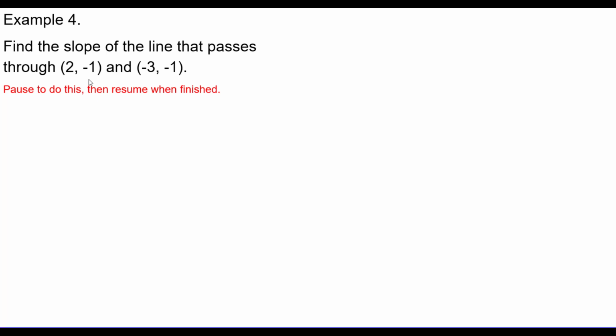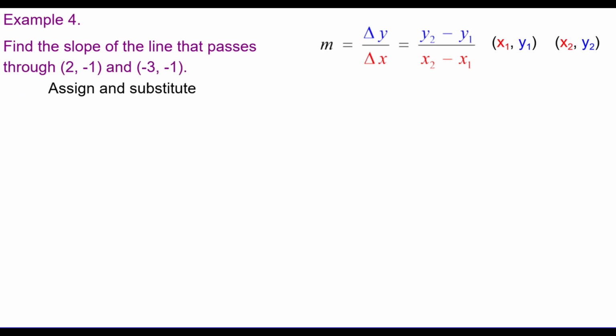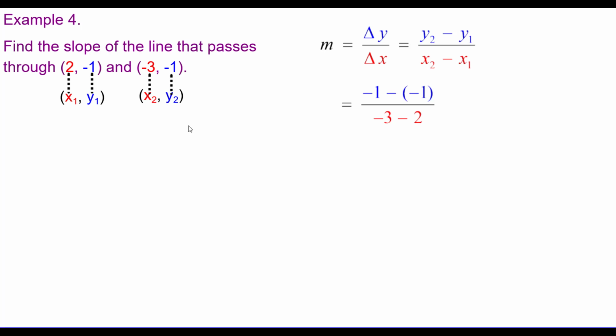Example 4, find the slope of the line that passes through these 2. We're going to let you go ahead and do this from the beginning. Pause to do this, resume when you're finished. First of all, we assign and substitute. So here's our x sub 1 and y sub 1, x sub 2 and y sub 2. Again, you could change the order, it doesn't matter, as long as you're consistent.